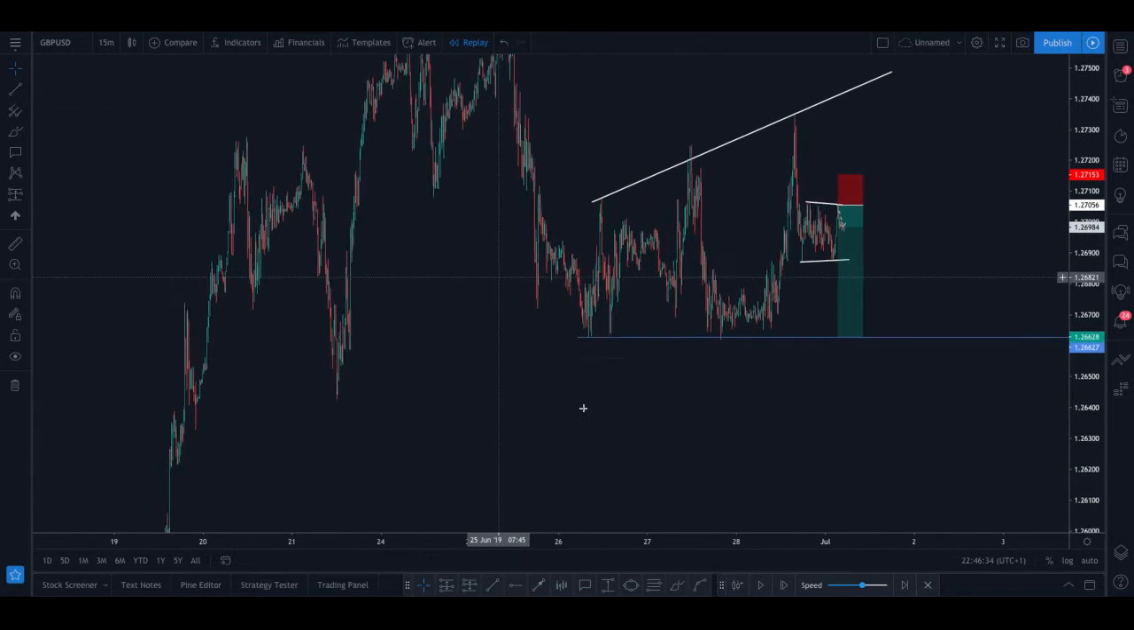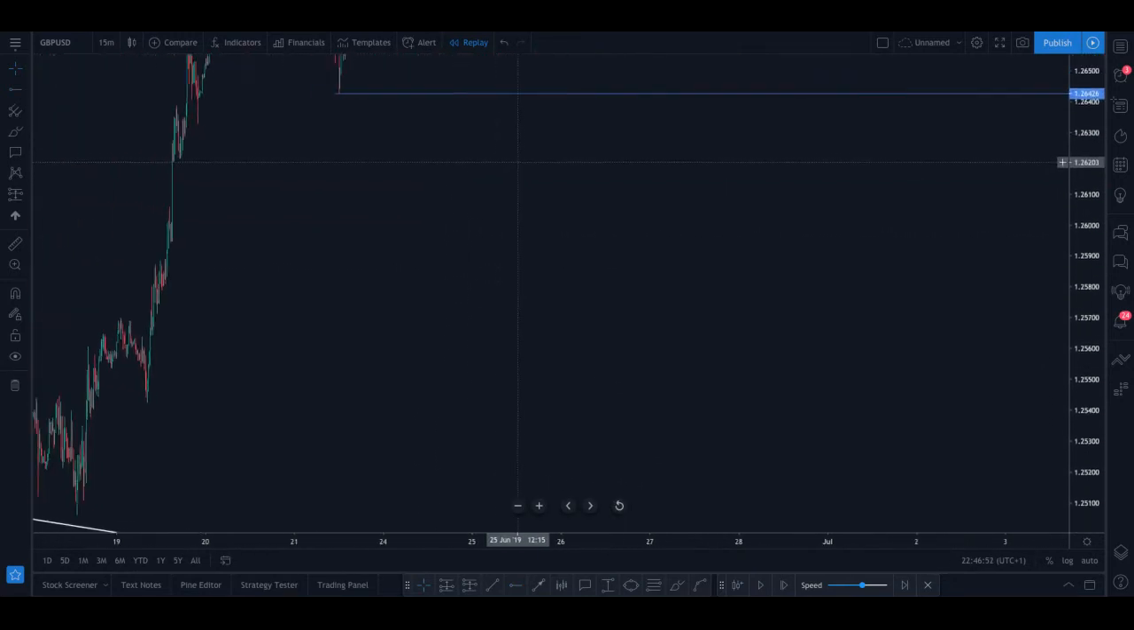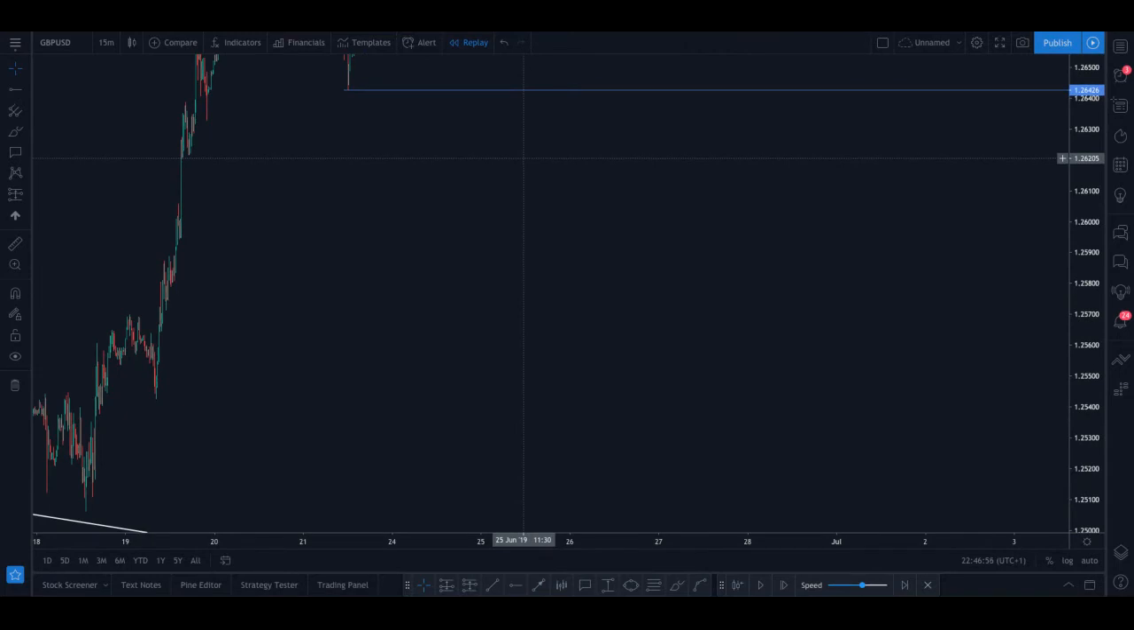Are there any other areas we could target here? Now, most definitely, I look for this previous low at 1.26426, and furthermore down to these levels. You can see right around here.